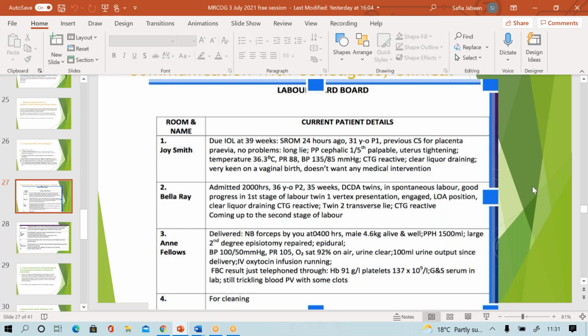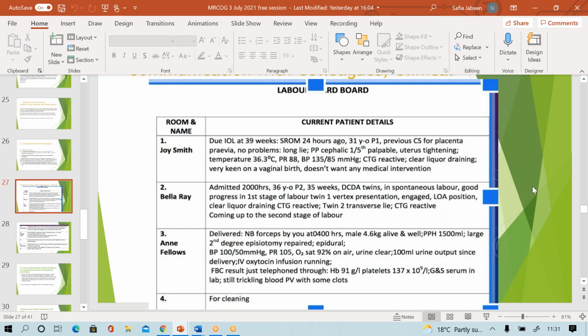Okay, so just a couple of these examples. I'm not going to do it as a role play, they just take a long time, hours and hours. So I can just give you a couple of examples here. Say we take the very first lady here. She's due for induction of labor at 39 weeks. She had ruptured membranes 24 hours ago. She's 31 years old. There is a lot given already.